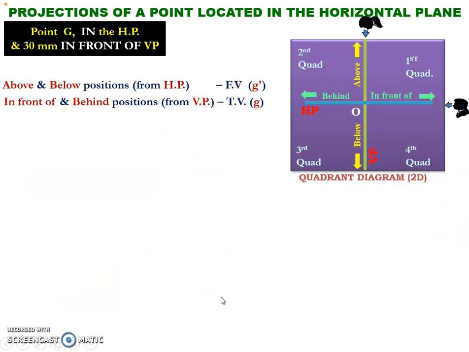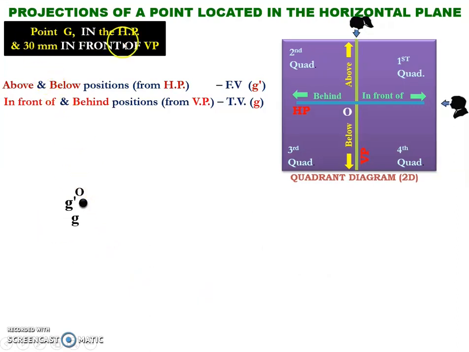Let us solve the same problem using the shortcut method. The pictorial representation of the problem can be shown like this. Temporarily, we can assume that the front view point G dash and the top view point G are also located at the origin itself. For easy explanation, let me relocate this particular point to a newer location over here.